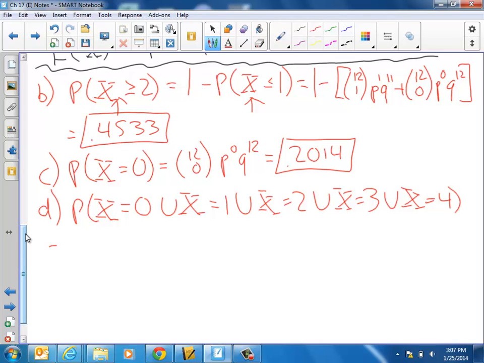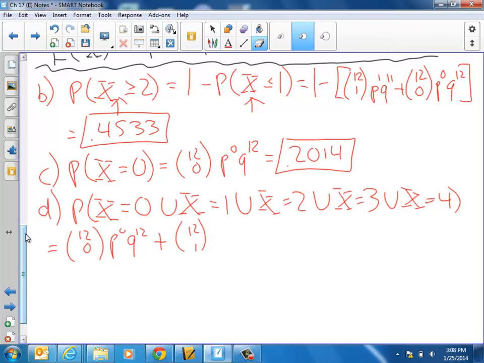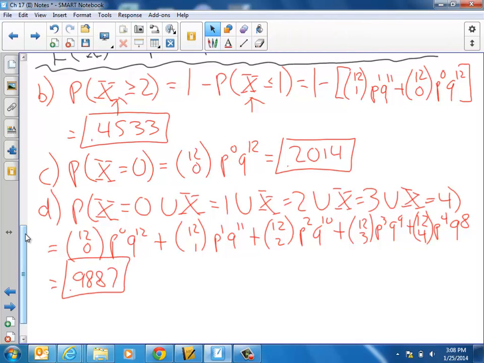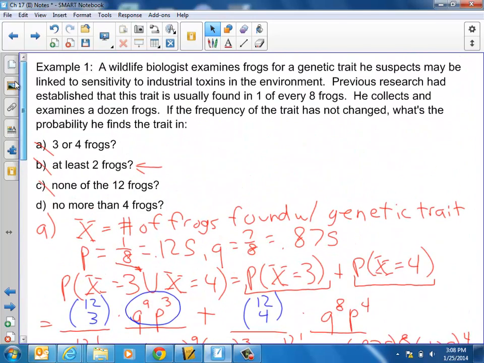So that is just equal to 12 choose 0, p to the 0th, q to the 12th, plus 12 choose 1, p to the 1st, q to the 11th, plus 12 choose 2, p to the 2nd, q to the 10th, plus 12 choose 3, p to the 3rd, q to the 9th, plus 12 choose 4, p to the 4th, q to the 8th. Okay, again, skipping the mechanics, we'll see more of that later. That's 0.9887, and there you go. There's binomial model. Nice extension from the geometric model.